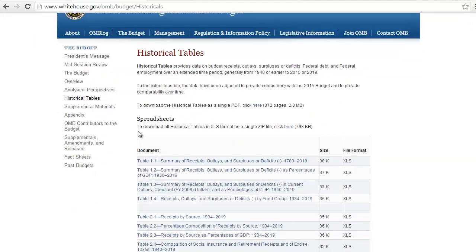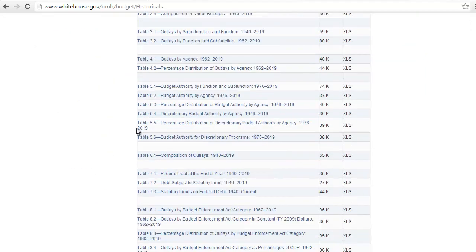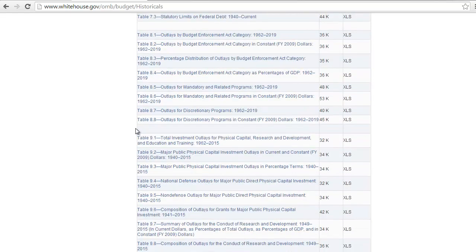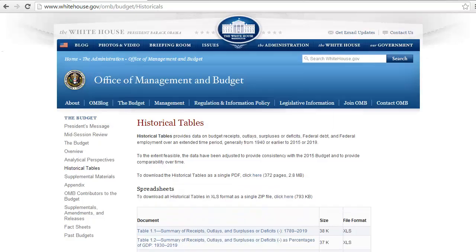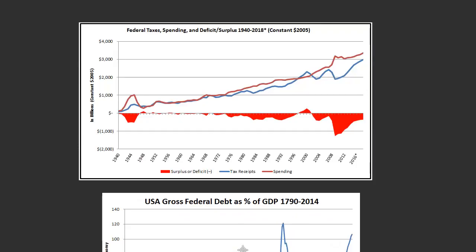They put together these historical tables, and you can see there's a great variety of details that you can dig into. We're just going to be looking at the very top level data of spending, taxes, and deficit or surplus as a result. So we can see over time, this is in real dollars, constant 2005 US dollars. We've adjusted for inflation, and this is in billions as well over here. So this would be $1,000 billion or $1 trillion, $2 trillion, $3 trillion, $4 trillion.